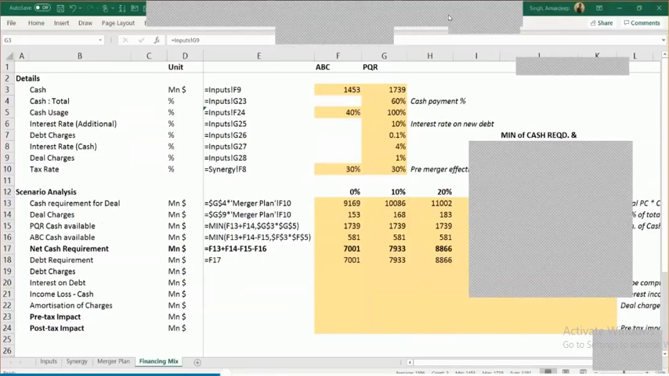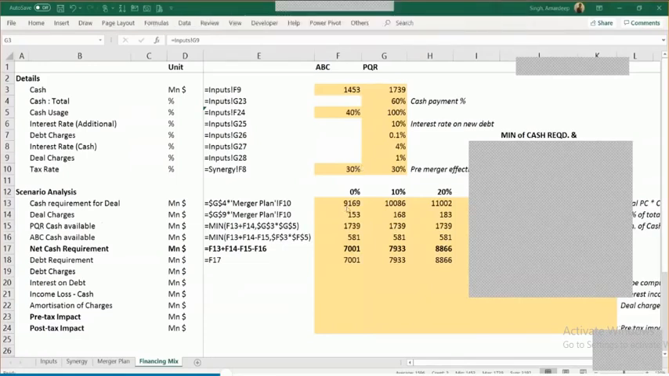Now ABC has got existing debt. That is fine, but I'm assuming that this merged entity will assume that debt and it will pay it in future. But the proceeds that we're talking about, the cash that we pay, which you see here, $9 billion, this $9 billion is being given to the shareholders of PQR, right?